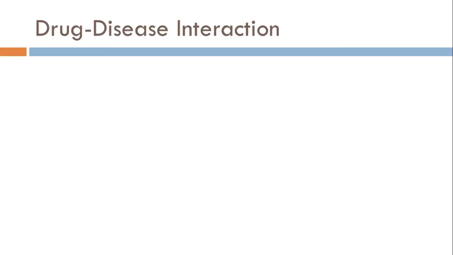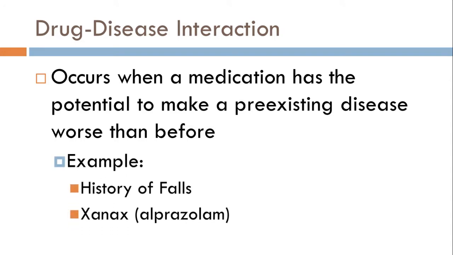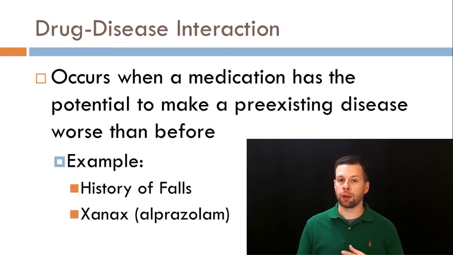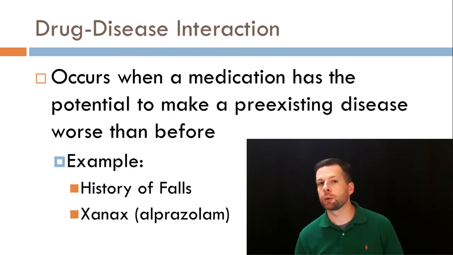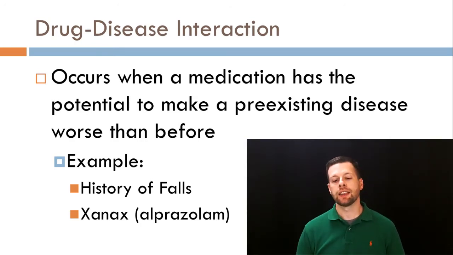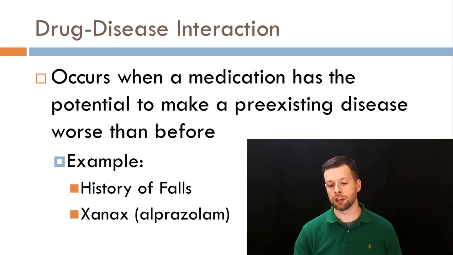We'll start with talking about drug-disease interaction, and this occurs when a medication has the potential to make a pre-existing disease worse than before. An example might be you have a history of falls, and next thing you know, we're looking to give Xanax or alprazolam. If you know anything about Xanax or alprazolam, it tends to make people a little slower to react, a little lethargic, and you can imagine if you're starting to fall and you're slower to react, that is definitely an issue. So history of falls, let's say they have Alzheimer's disease or some sort of Parkinson's disease that may make movement not quite as fluid. This could be an issue if you're taking something that might make you a little more sedated.